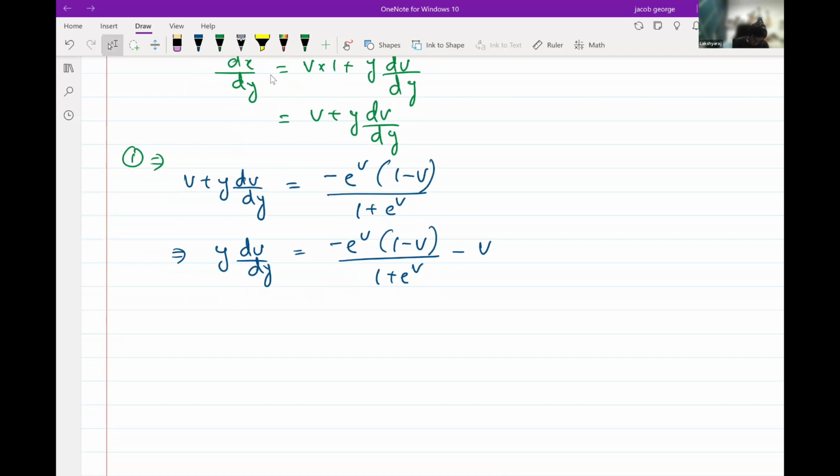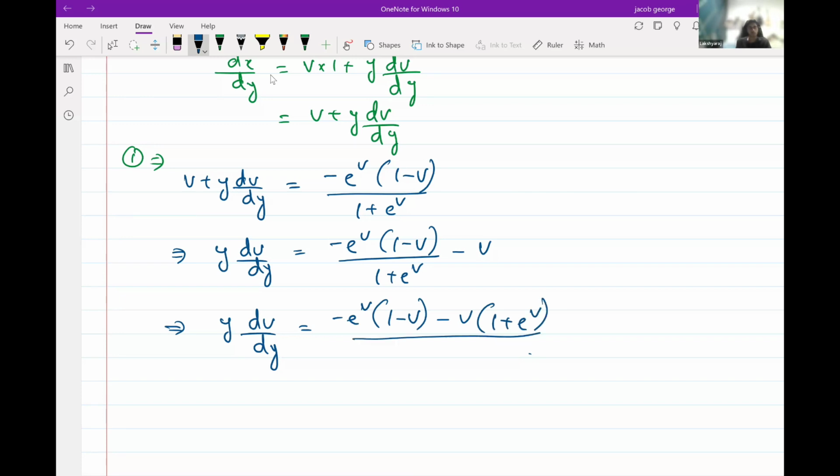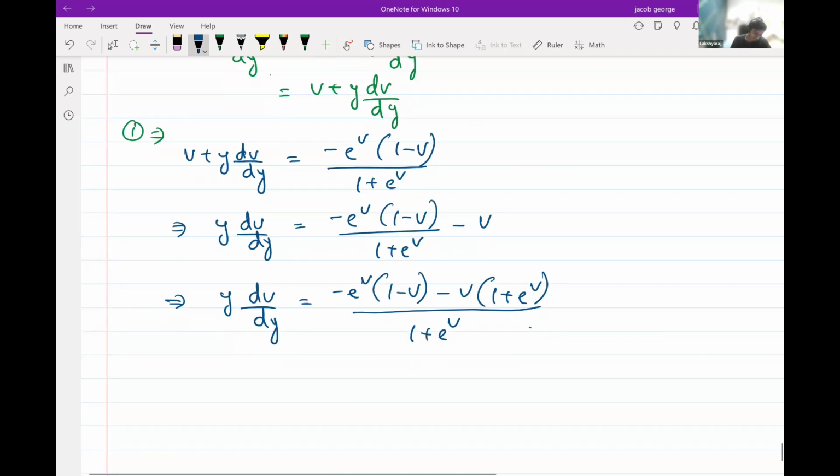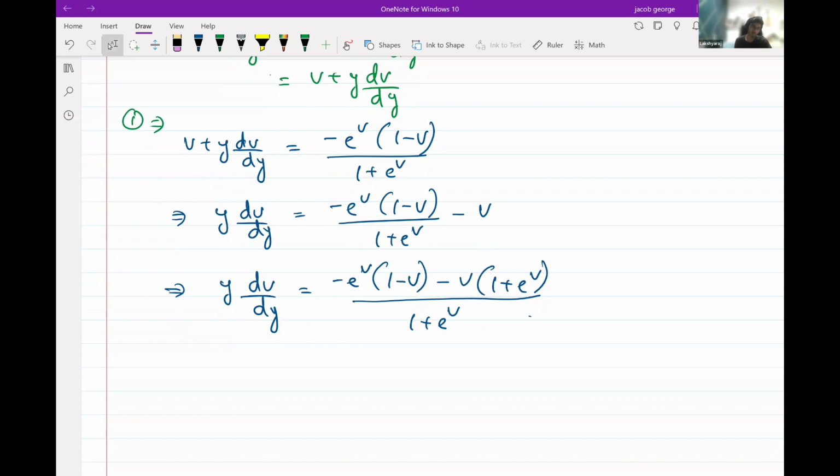So then we take the LCM. 1 plus e raised to v, we multiply to v, right? Because v means v by 1. We have to multiply 1 plus e raised to v to this v and take the LCM. That means y into dv by dy is equal to minus e raised to v into 1 minus v, minus v into 1 plus e raised to v, all divided by 1 plus e raised to v. Clear?